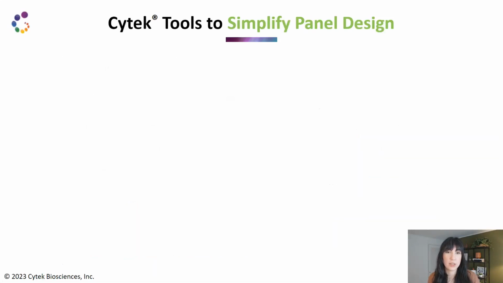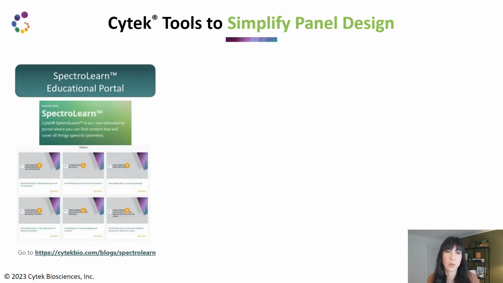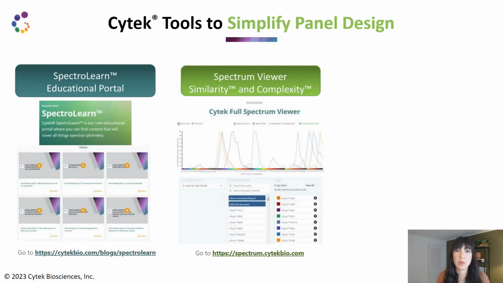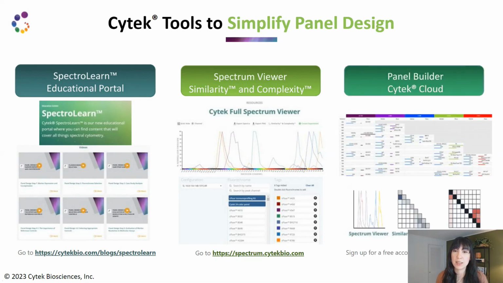So just to wrap up, I talked about a lot of tools and I want to point out just one more. We have something called our SpectroLearn educational portal. If you thought I went through some of the earlier concepts a lot faster, we have some short videos around 5 to 10 minutes that go into those concepts a little bit more in detail. So feel free to check those out and keep an eye out for new ones that we are releasing. You can find our similarity and complexity index values on our spectrum viewer at spectrum.cytekbio.com. And you can find the panel builder at cloud.cytekbio.com.